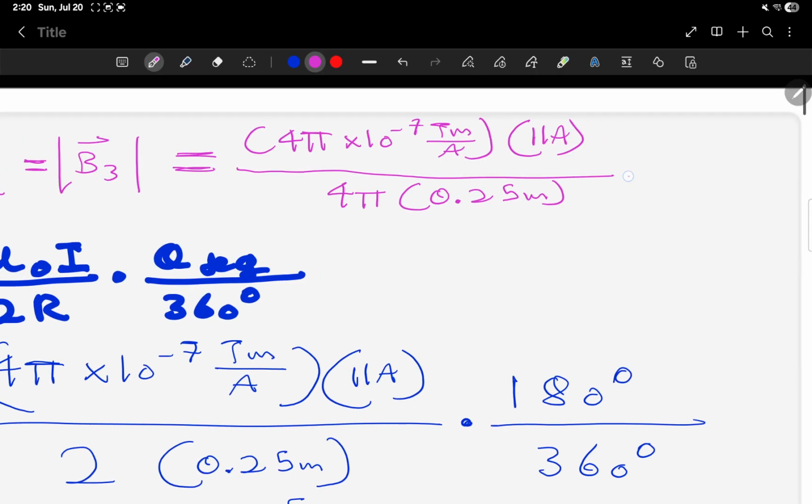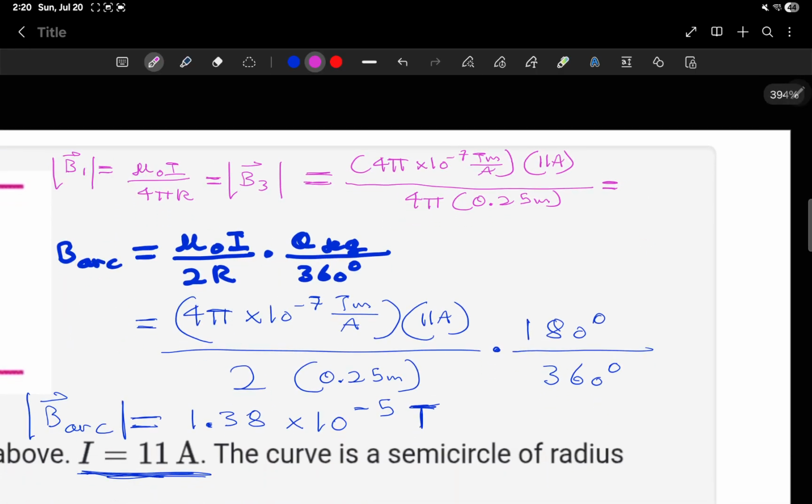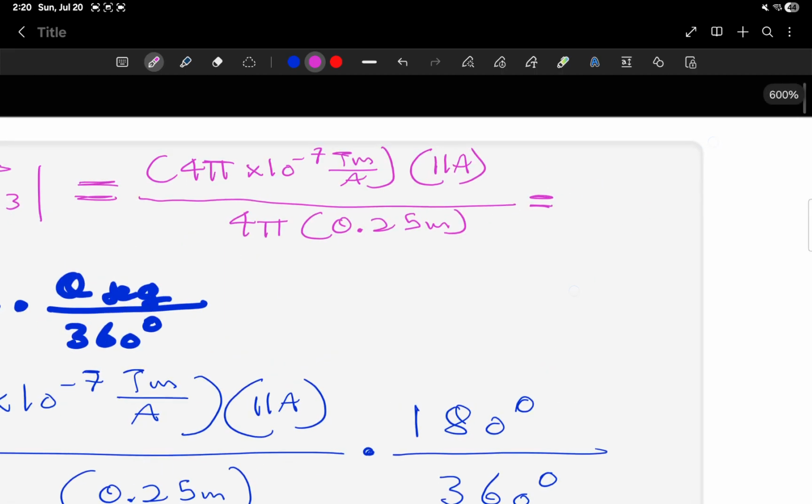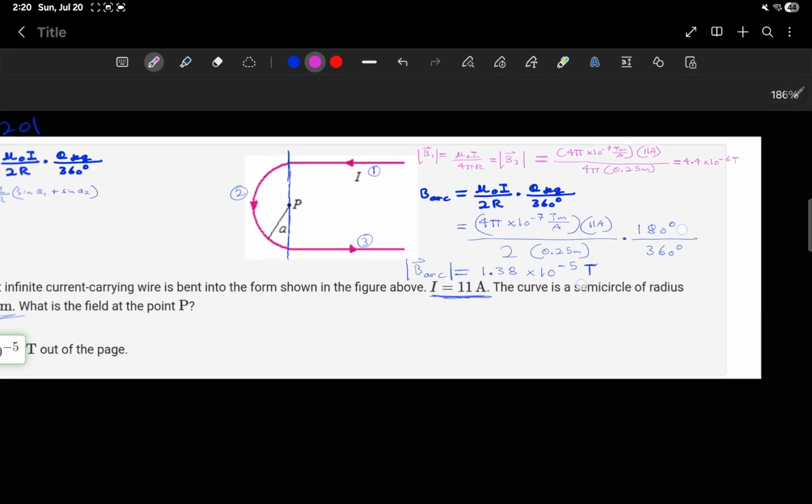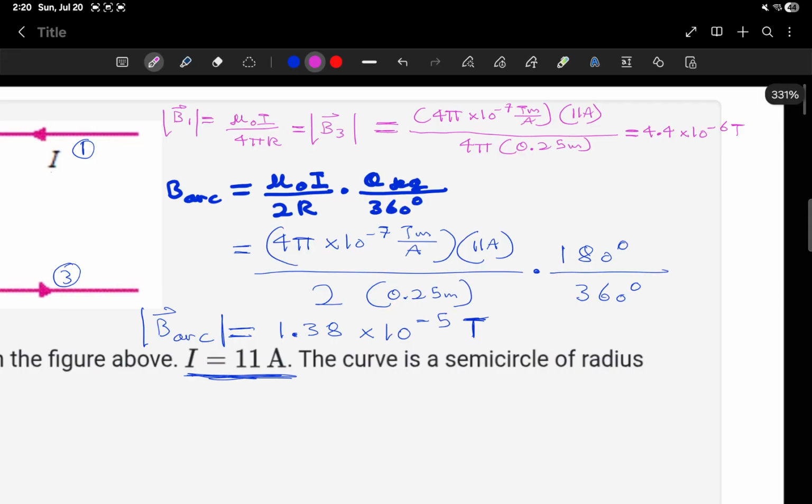And now again, I'll plug this into the calculator. That gives me a value of 4.4 times 10 to the negative 6 Tesla. Nice. Now that's one thing we always do with these kinds of problems, is we find the magnitude of the magnetic field first. That's how my teacher taught me.